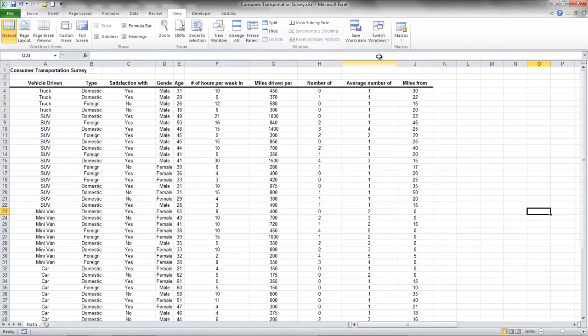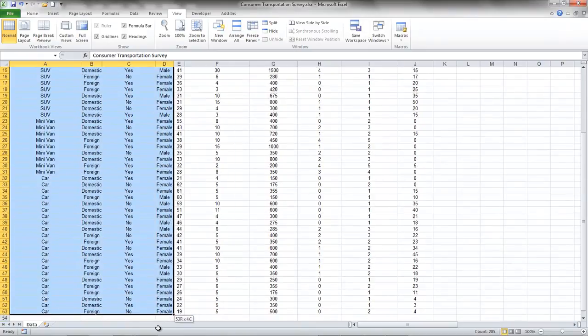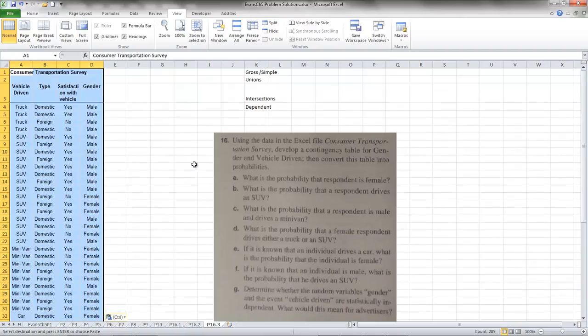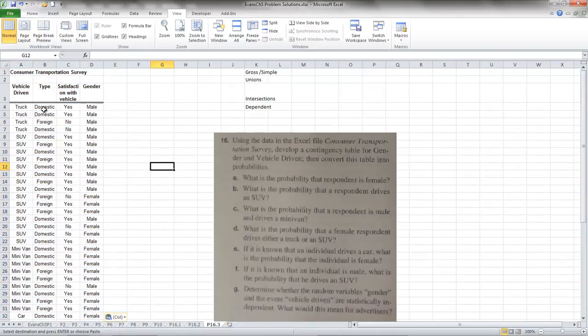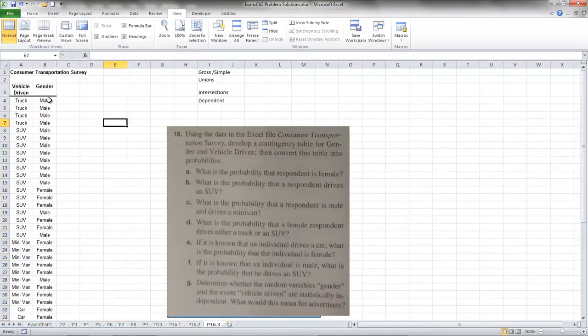So I'm going to go over to the Consumer Transportation Survey information here, and I am going to grab just part of this because everything from column E to the right is only used for some other problems, I suppose. It's not used for this one. So I'm grabbing the first bunch of columns here, Control C, come back over to my empty file, and I insert that in there, and you can see that it has vehicle driven, the type. Actually, we're not even going to use that, and we don't even use columns B or C, so I'm just going to delete those out of here. Let's not be confused. This is how simple it is. We just want to know what kind of vehicle is driven by whom, male or female.